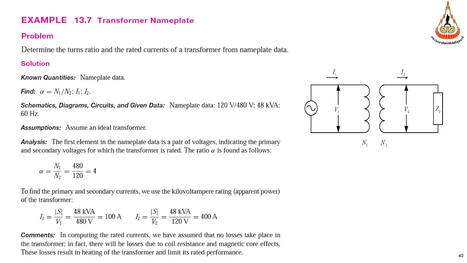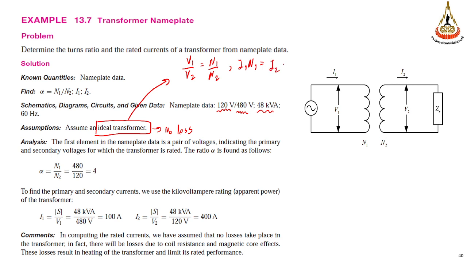Okay. Let's see some example of the transformer, right? So if we have the transformer 220 volt by 480 volt, 48 kVA, right? Assume it's ideal transformer. Ideal transformer means no loss. Okay. What is the ideal transformer is the transformer that we can compute by V1 divided by V2 equal N1 divided by N2 and I1 N1 equal to I2 N2. Okay, like this. So N1 divided by N2 is this value, right? N1 divided by N2.